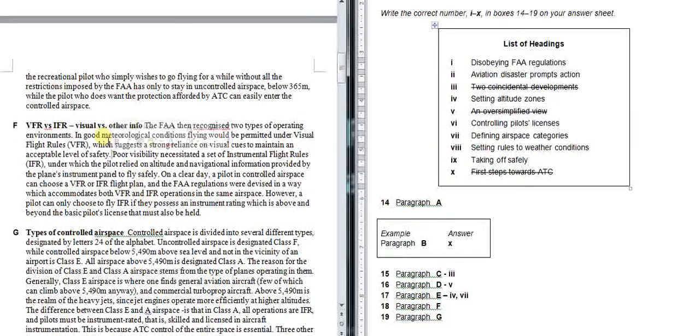But now look at F. VFR versus IFR, visual versus other info. Okay, is it about disobeying? No. About a disaster? No. Altitude zones? No. Categories? No. Controlling pilots' licenses? Well, I see a license here, but I don't think that's the general idea, okay? Remember, this is not intensive. We need to look at the overall idea.